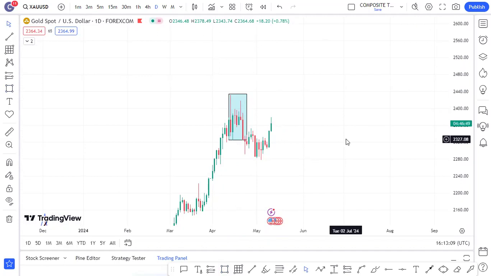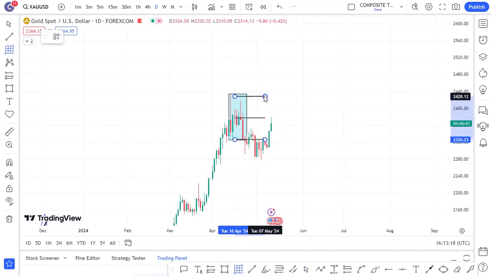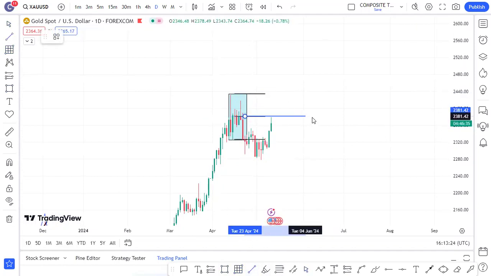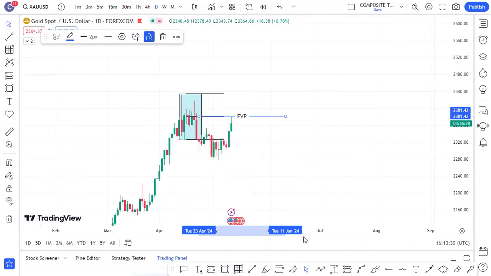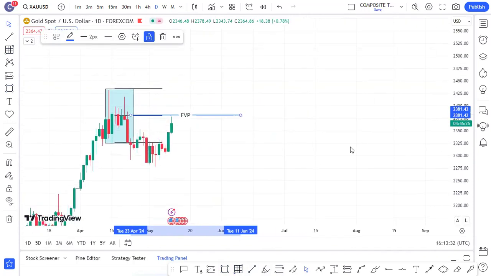This is the first zone. Gold entered this phase. And what is the 50% of this phase here? We need to measure the 50% of that, right? Once you get that, then it means this is where you have your fair value price. Fair value price. This is where the most difficult decision is made.